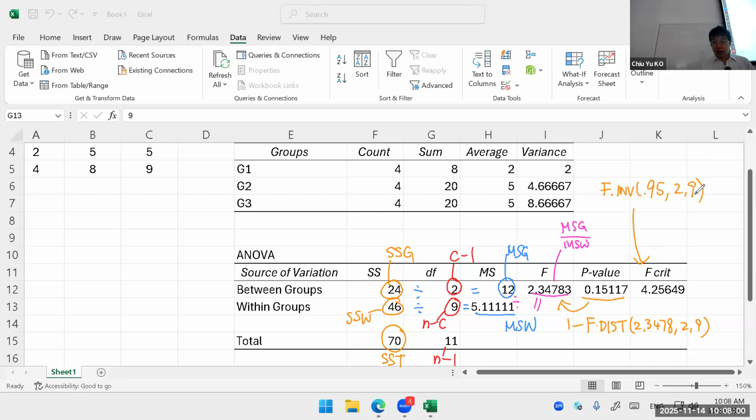Okay. So maybe I should use the other color, otherwise it can be confusing. So I use that color. So this is F inverse 0.9529.